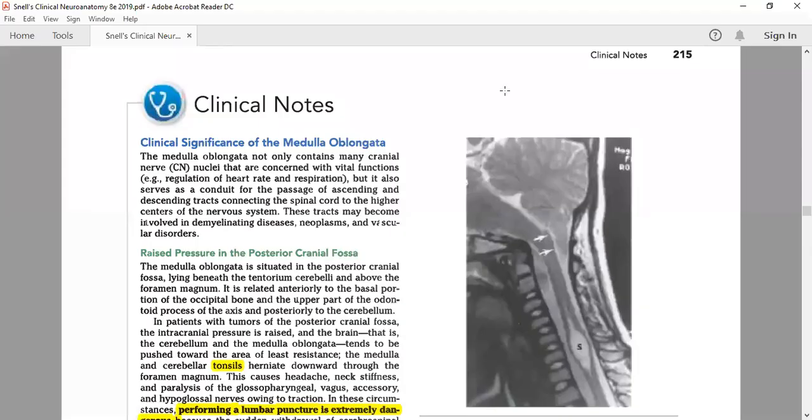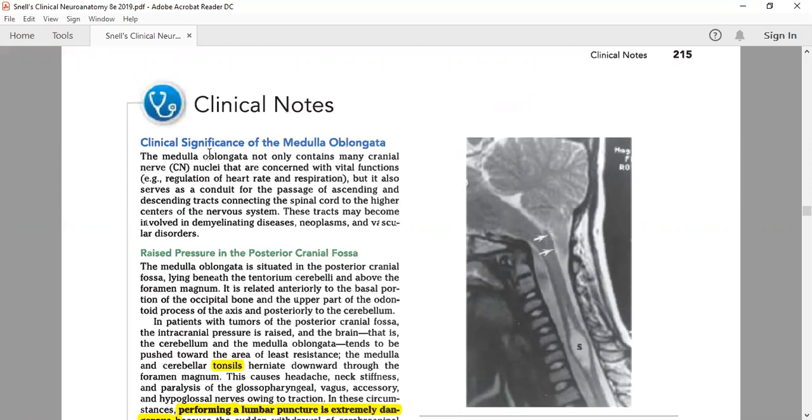Hello friends, today we are going to read about clinical anatomy of the medulla oblongata. So we will read from Snell's Neuroanatomy. So let's start. What is the clinical significance of the medulla oblongata?